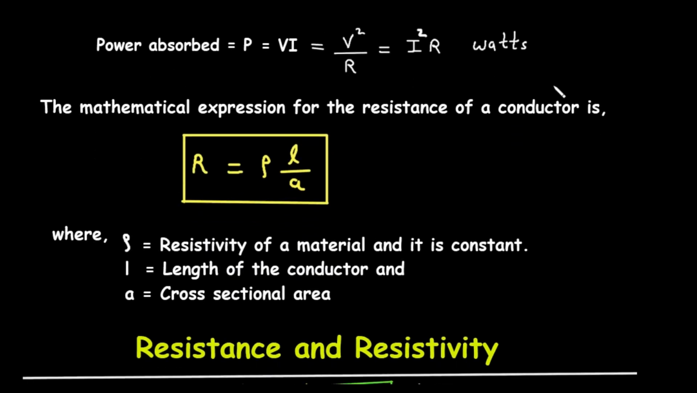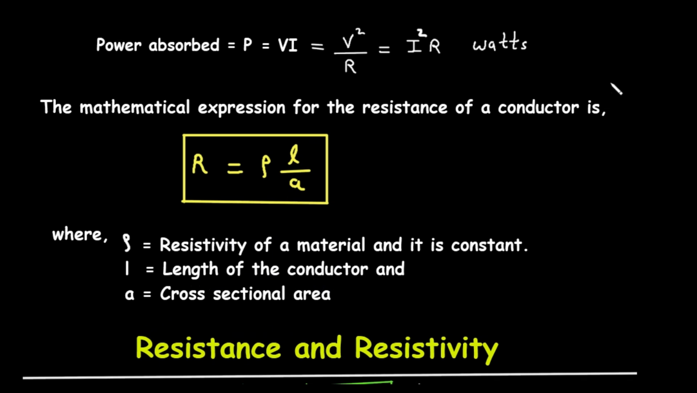Next we will see the mathematical expression for the resistance of a conductor. Here this is the formula for resistance: resistance R is equal to rho L by A. Here R represents resistance. Rho represents the resistivity of a material, and it is constant. L represents the length of the conductor, and A represents the cross-sectional area.